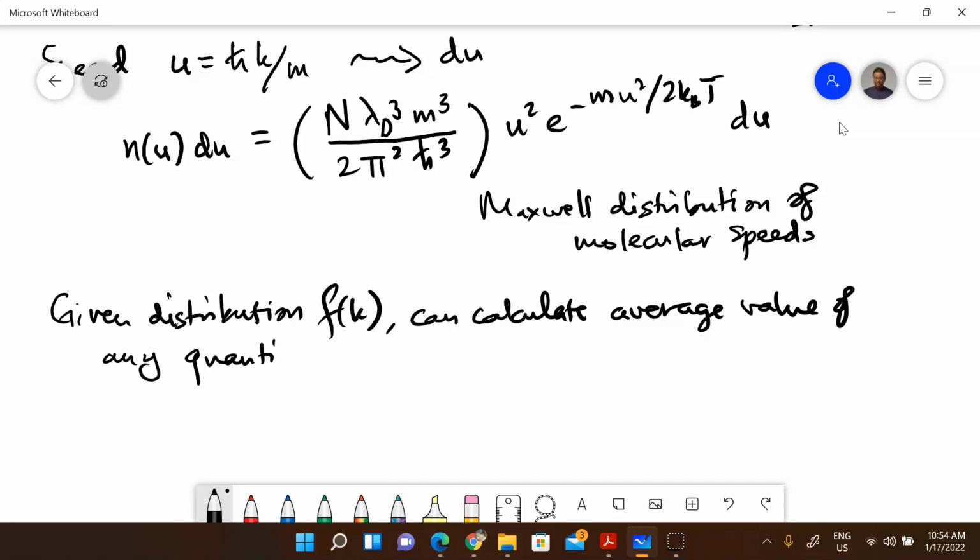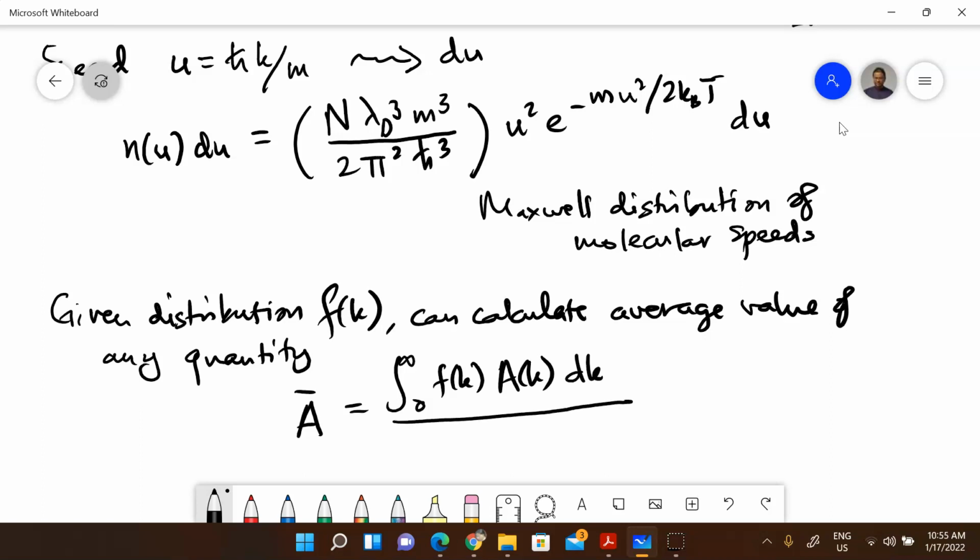So how do you do this? We're going to prove this later on. This is given by the integral of F(k) A(k), where A is also a function of k, integrated over dk, divided by the integral of F(k) dk. So we look into this proof in the next lecture.